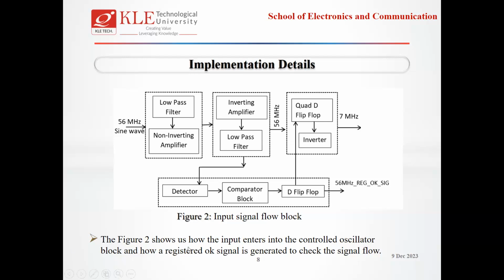Here in the detector block, what is happening is we are trying to detect if this 56 megahertz signal is present or not on the input side. So when we give it to the detector block and then compare it, we are comparing it to a V reference of around 1.7 volts. And if this input signal is equal to this 1.7 volts, then a high signal is sent to this D flip-flop. Here it tells us that, okay, we have received the 56 megahertz signal and we can go ahead with the further process. So this is just like a test signal that we are using.